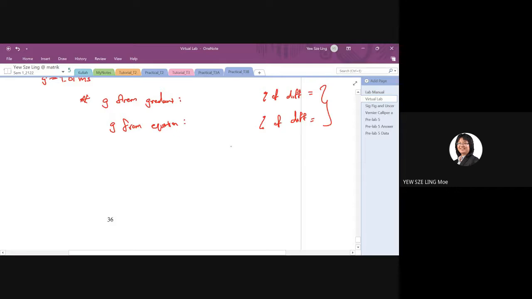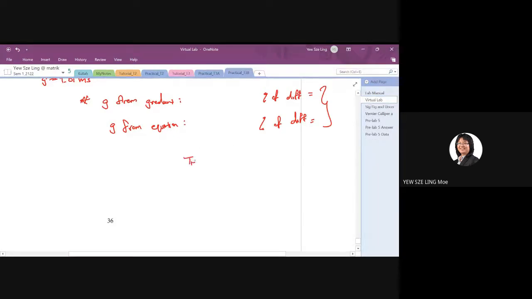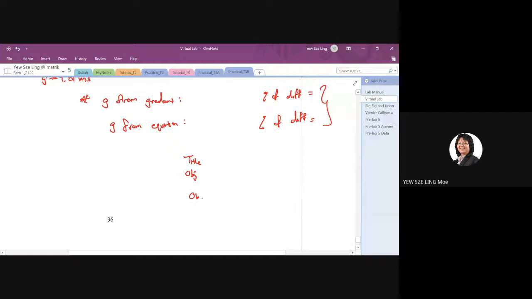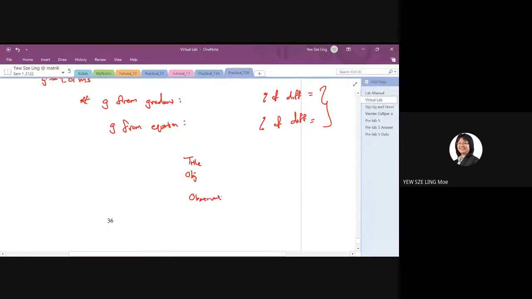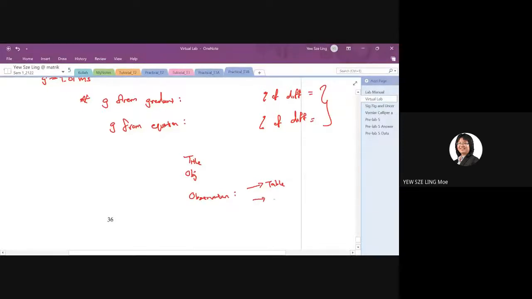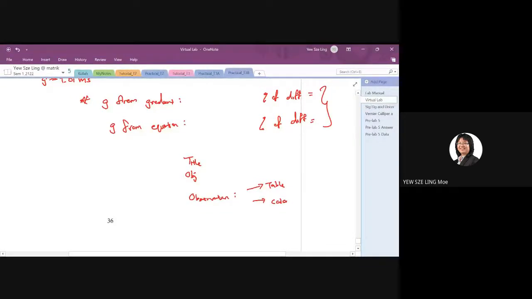So remember how to write your report. Start from the title, and then objective, and then observation. Observations. So what do you need to include in your observation? Table. Calculations. Okay, so what do you need to include in your calculations again? Centroid.